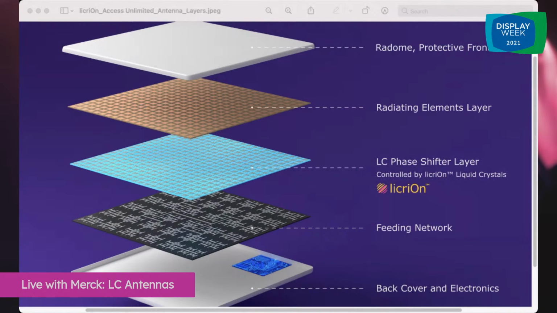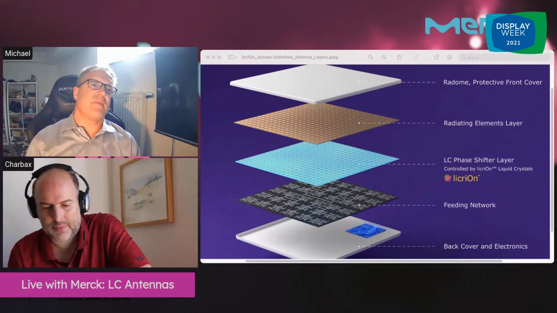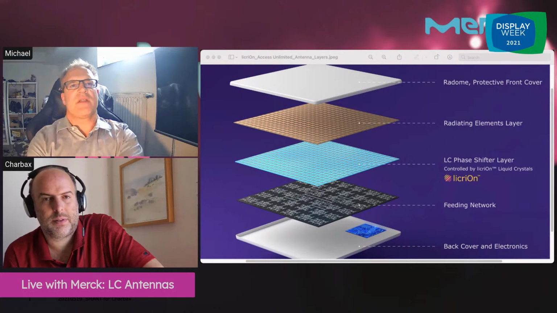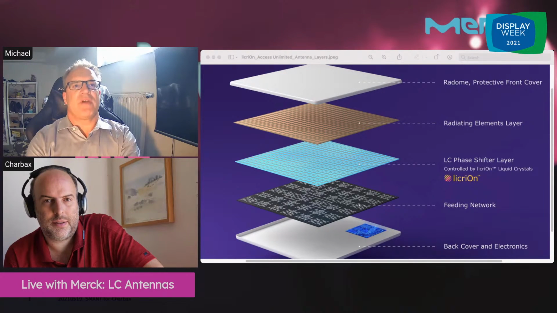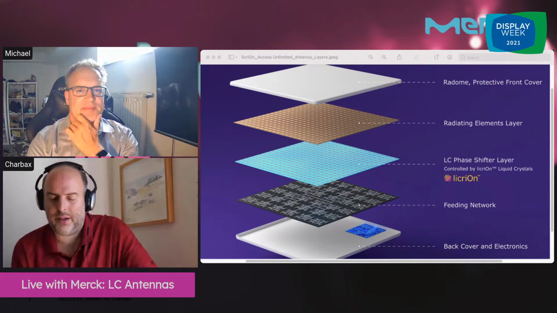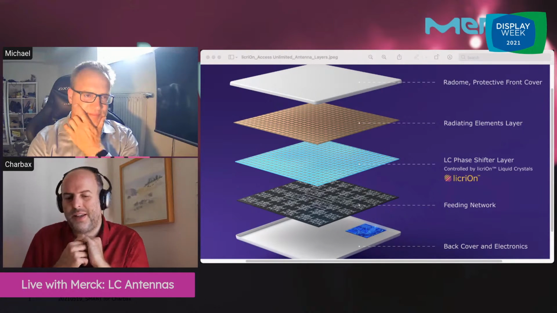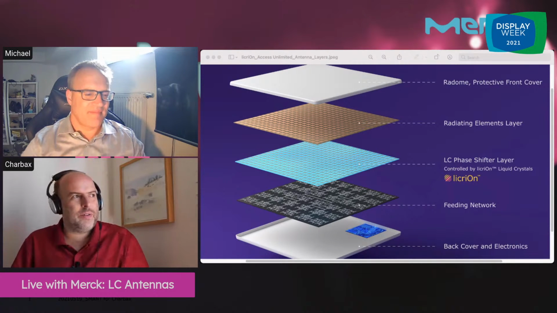And then there's the radiating elements layer. Once the signal goes to the radiating elements, it starts radiating the radio waves. Depending on the phase shift between each radiating element, you can steer the beam in both directions.